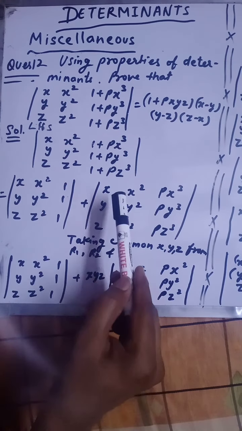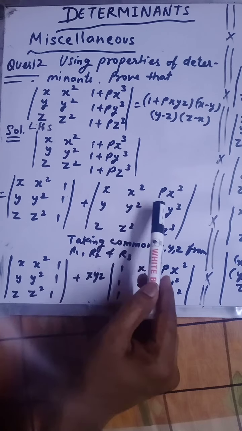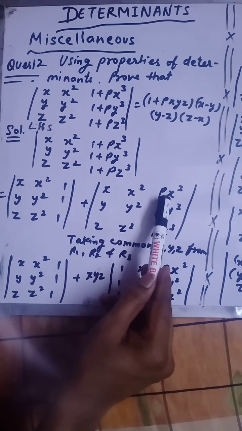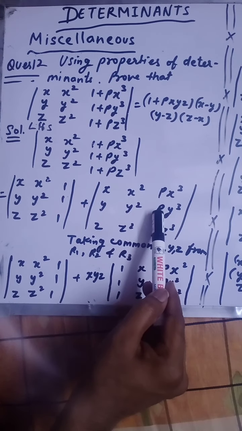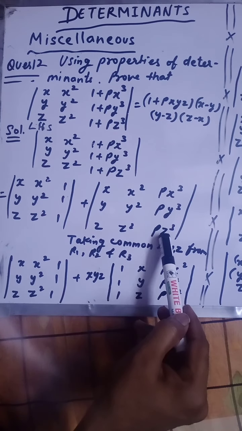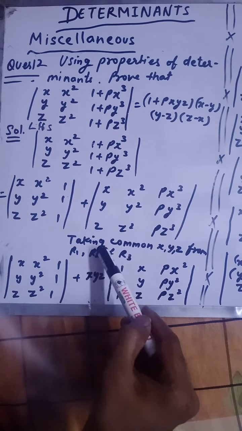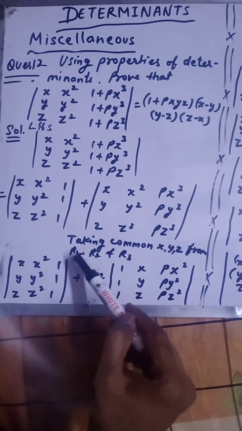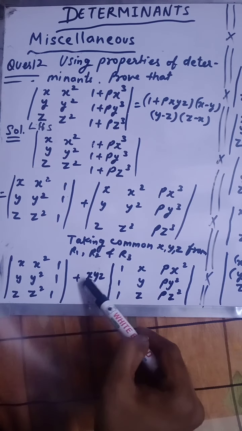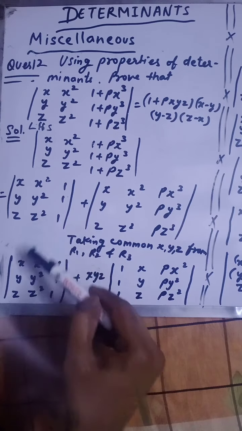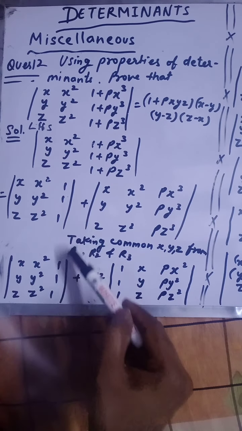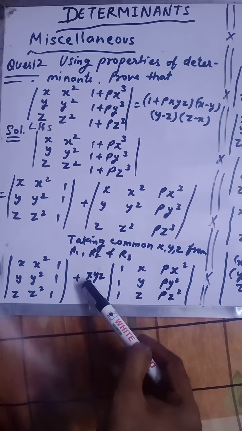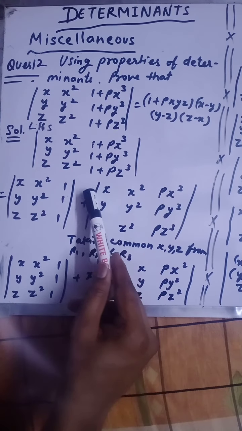Now as we can see that in this determinant, x is coming common from the first row and y is coming common from the second row, and z you can take common from the third row. So I'm taking common x y z from the rows r1, r2 and r3. So x y z will come out here. First will remain the same. This determinant you have to copy only, and this is a plus sign, and here you are taking common, so you have to write x y z.